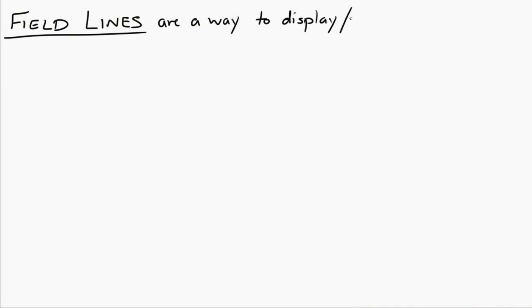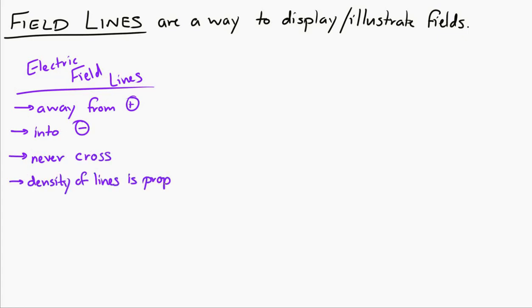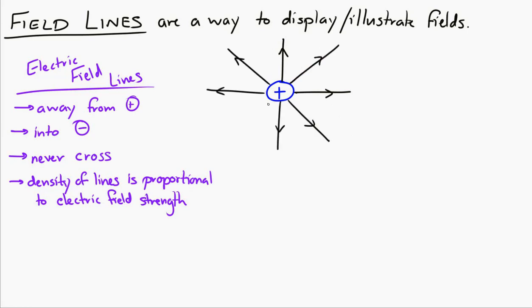Okay. Now, if we want to display fields in a region, one very common way to do that is with field lines. Electric field lines follow some rules. They always point away from positive charges and into negative charges. They never cross. And the density of the field lines is proportional to the electric field strength at a location. So I can draw a couple situations here. We've seen electric field lines before, but just to remind you.